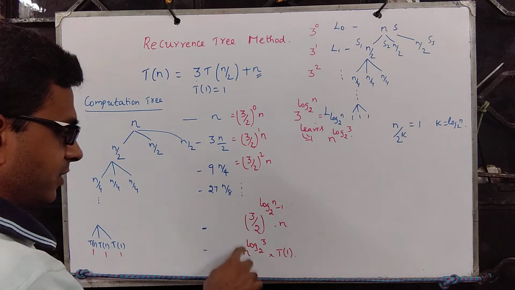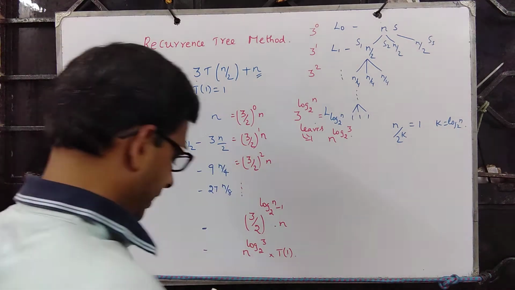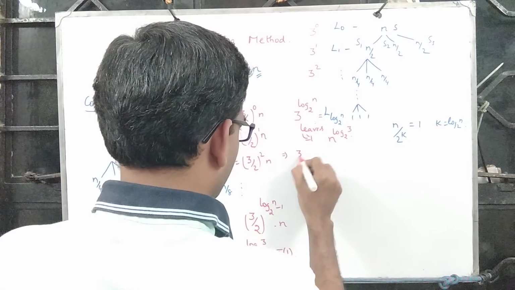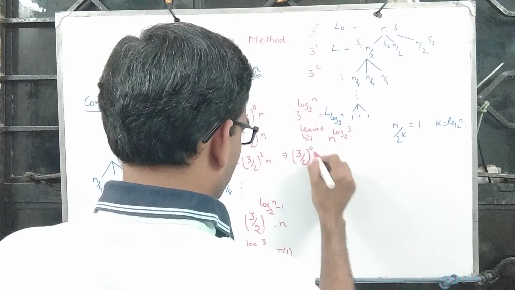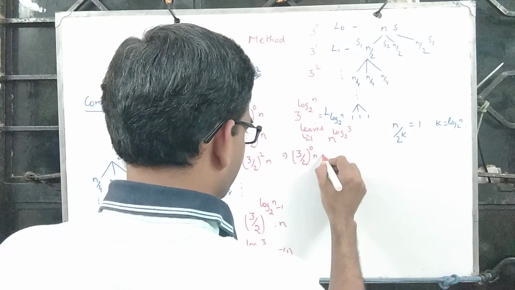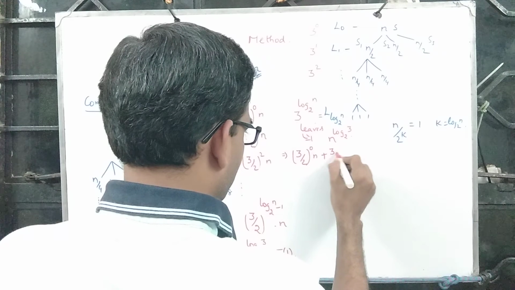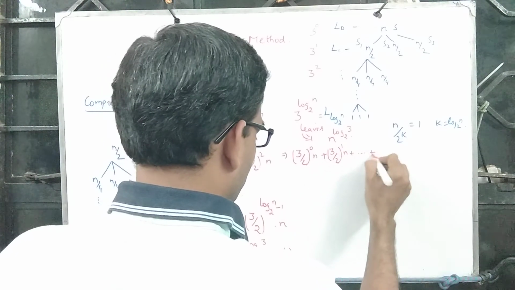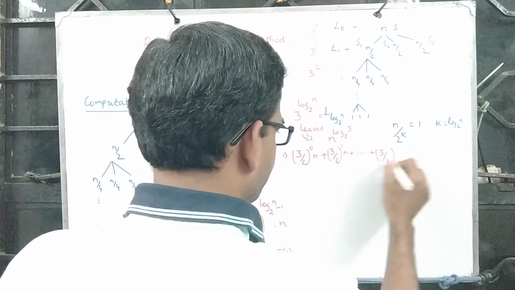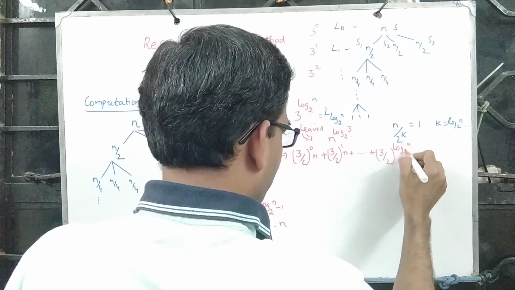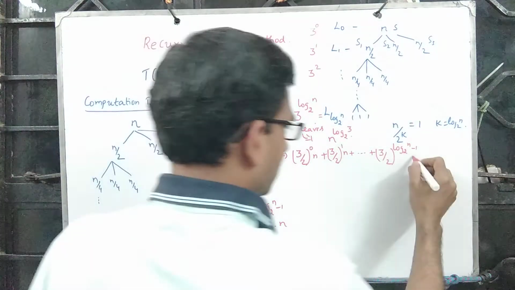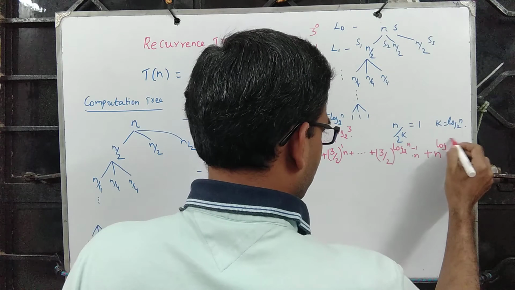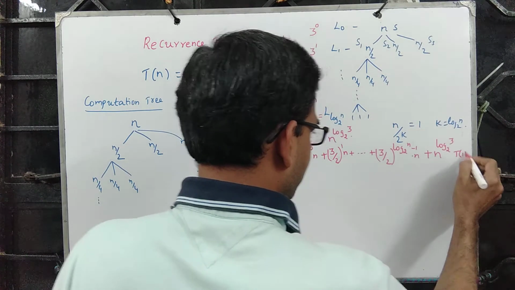Now we just have to sum this to get the desired answer. So when we sum this, what do we get? We get 3 by 2 to the power 0 times n plus 3 by 2 to the power 1 times n, and so on up to 3 by 2 to the power log n base 2 minus 1 times n plus n power log 3 base 2 times T of 1.